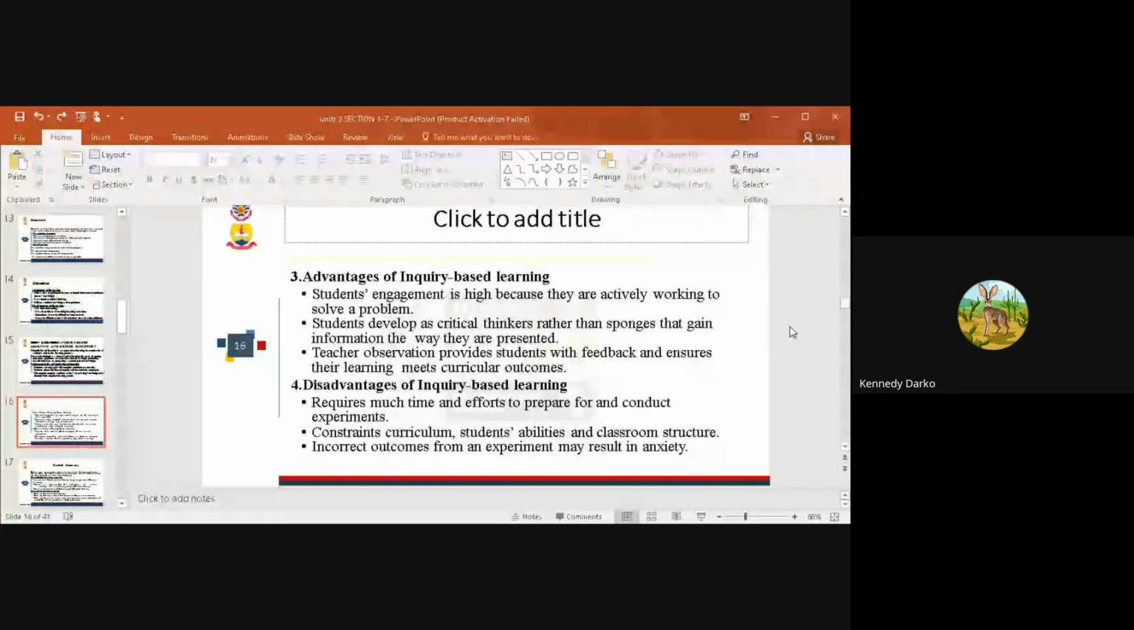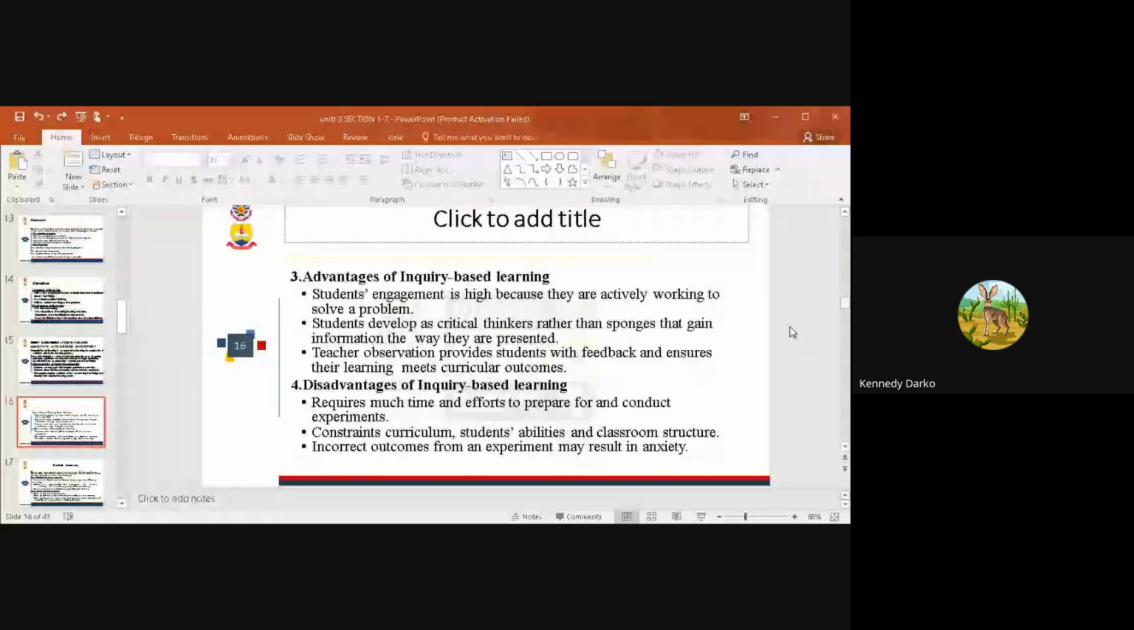So let's look at the disadvantages of inquiry-based learning. It requires much time, and a lot of effort needs to be prepared before you can conduct any experiment. It also constrains the curriculum, student abilities, and classroom structures. So it constrains the curriculum, the ability of the student, and even the structures in the curriculum.